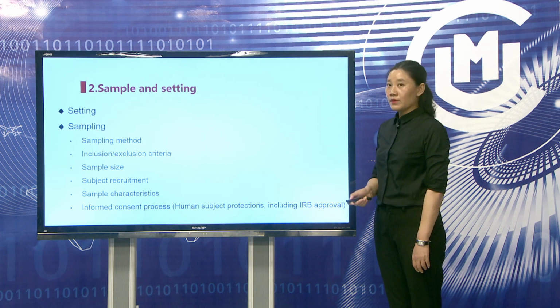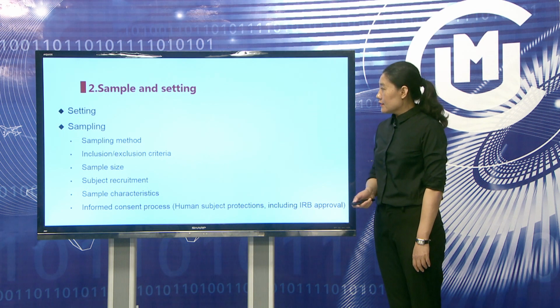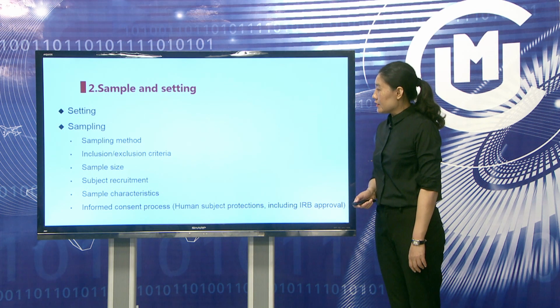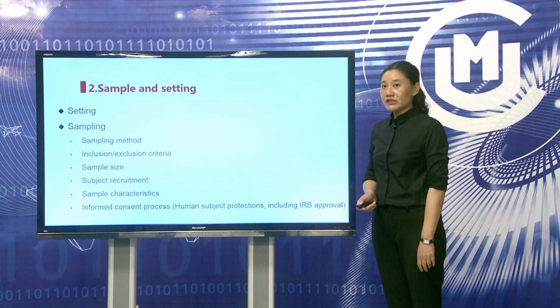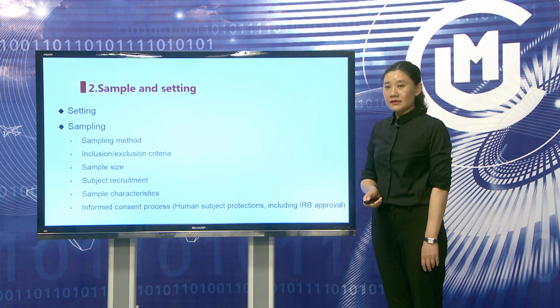Information on the sampling method, inclusion or exclusion criteria, sample size, subject recruitment, and sample characteristics should be delineated so that the reader can estimate the generalizability of the findings. Also, details about subject recruitment, including refusal or acceptance rates, should be reported. As we know, an appropriate sampling plan contributes to increased representativeness, decreased systematic bias, and decreased sampling error.